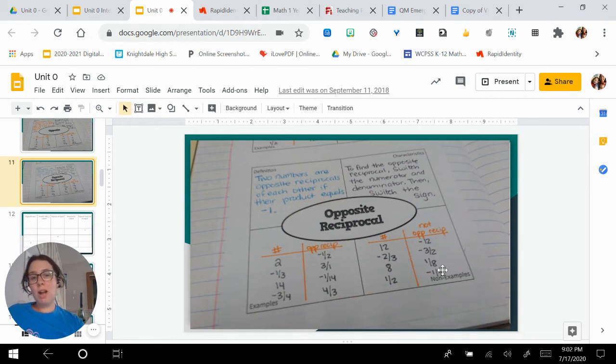And then you have some non-examples, so this just shows you I changed a sign, but it's not reciprocal. I flipped it, but I didn't change the sign, so that's just reciprocal. I flipped it, so that's just reciprocal but not opposite. And then I just changed the sign, so that's just opposite.